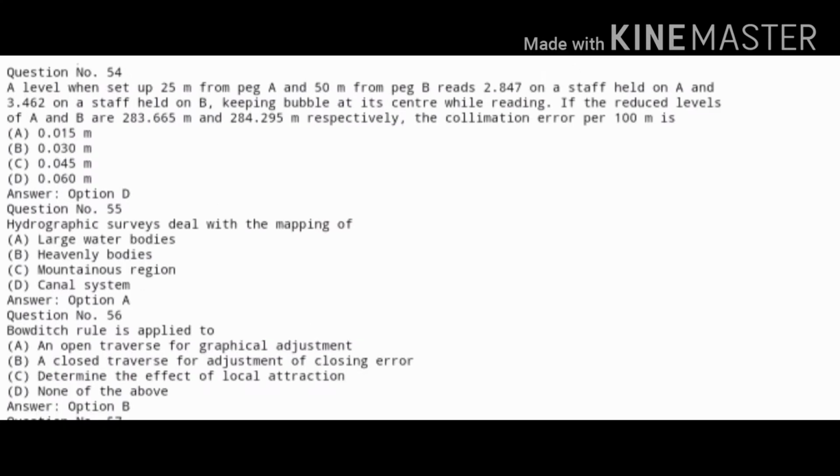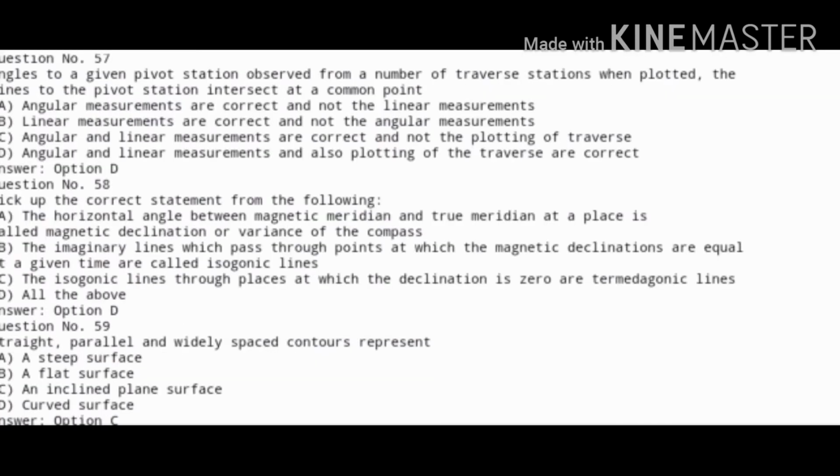Traverse survey deals with the mapping of large water bodies. Bowditch rule is applied to a closed traverse for the adjustment of closing error. Angles to a given pivot station observed from a number of traverse stations, when plotted, the lines to the pivot station intersect at a common point. Angle and linear measurements are also plotted, so the traverse is correct. Pick up the correct statement. All of the above is the answer.